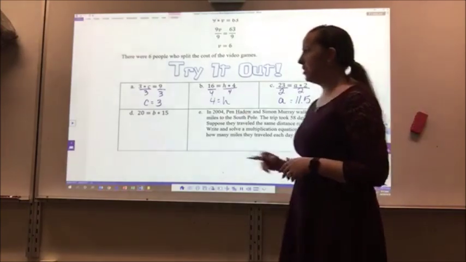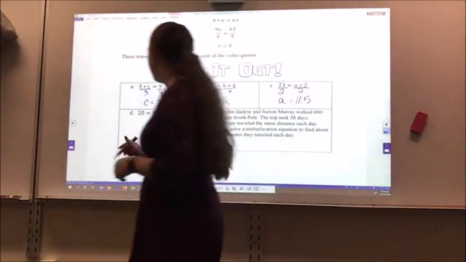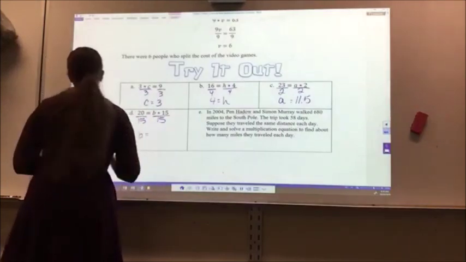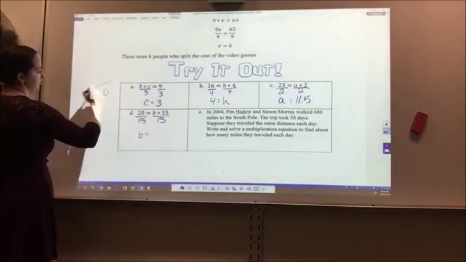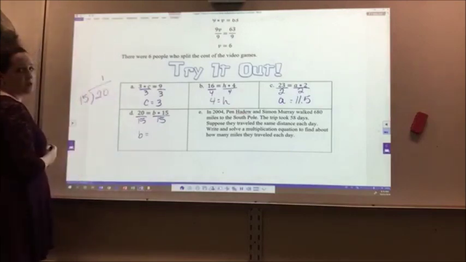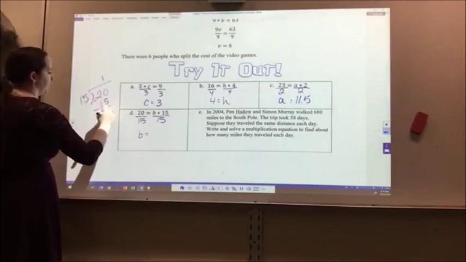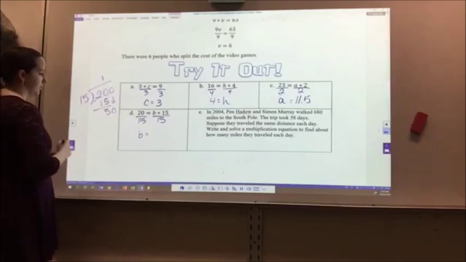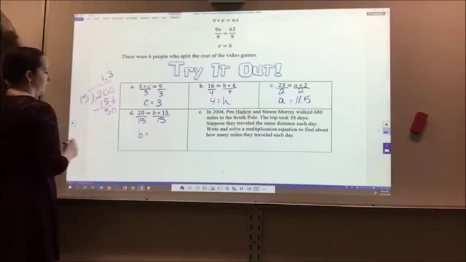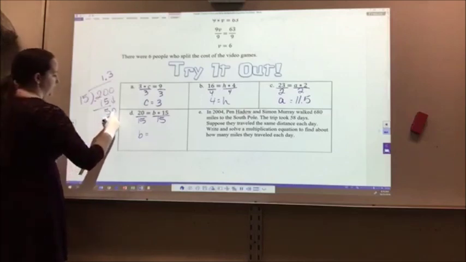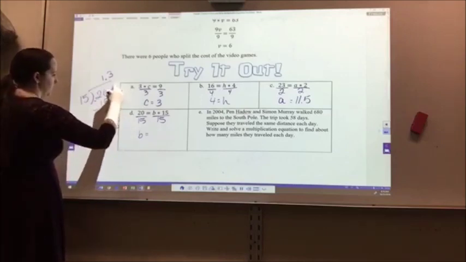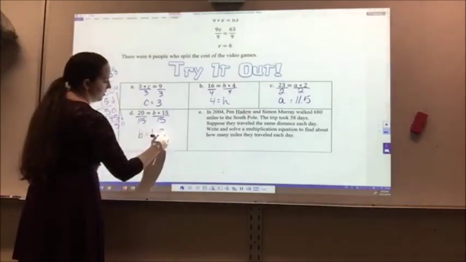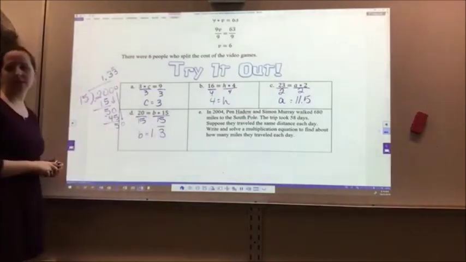For letter D, 20 equals B times 15. I divide both sides by 15. So when I do that, 15 goes into 20 one time. 15 goes into 50 three times. And it's just going to keep repeating. So 1.3 repeating. That's what that little bar means, repeating.